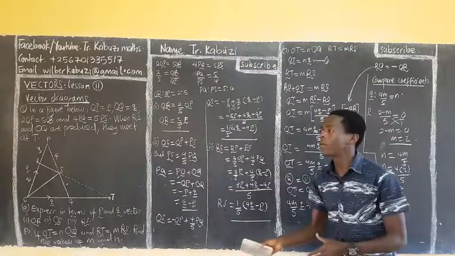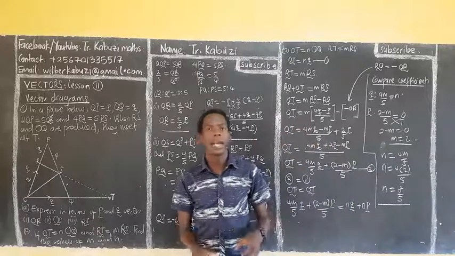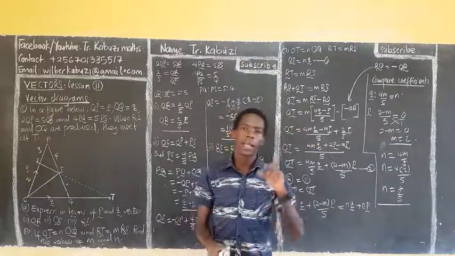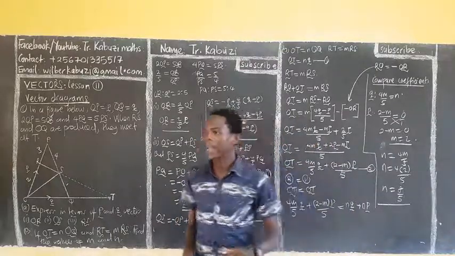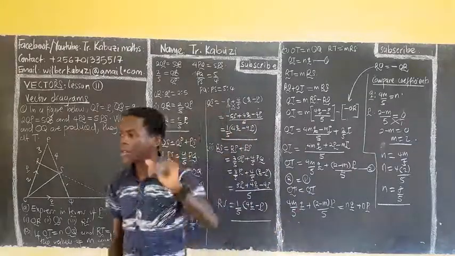So in this kind of question, if they ask you to get the scalars, you always get the same vector, then you compare its coefficients. As simple as that. If you compare the coefficients, now you'll be able to get the values of the scalars.